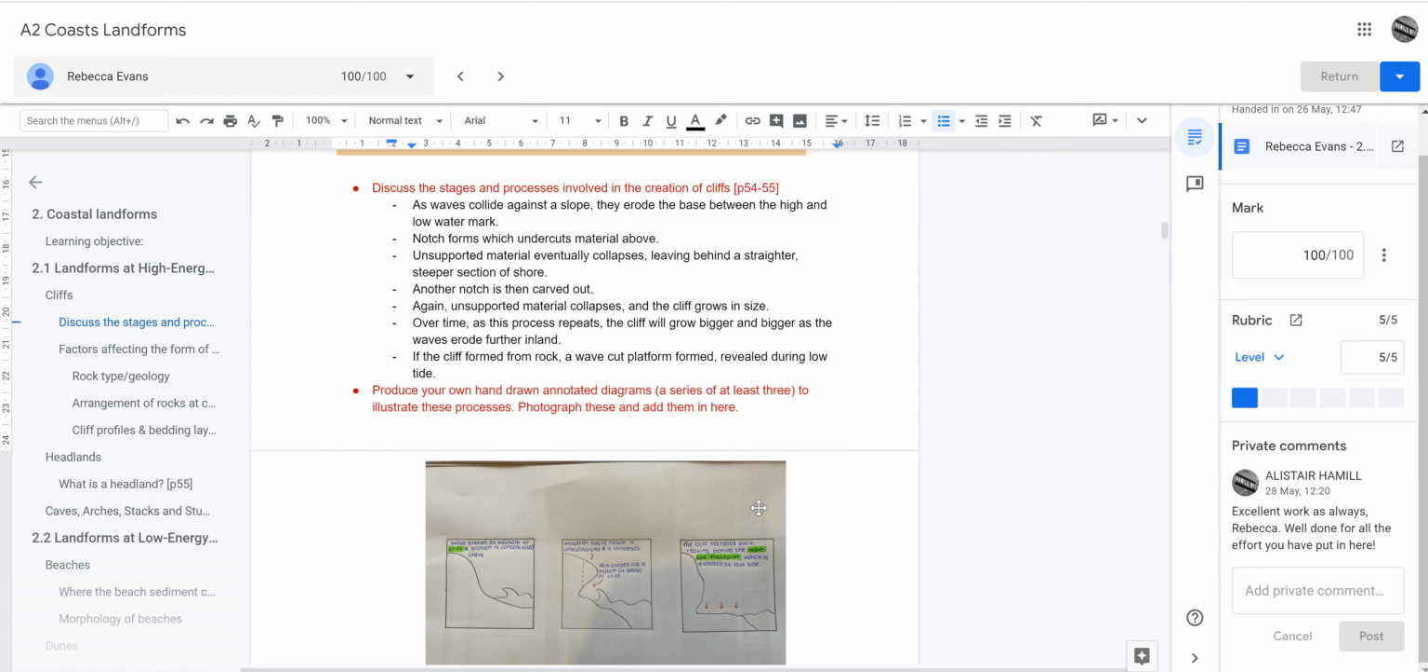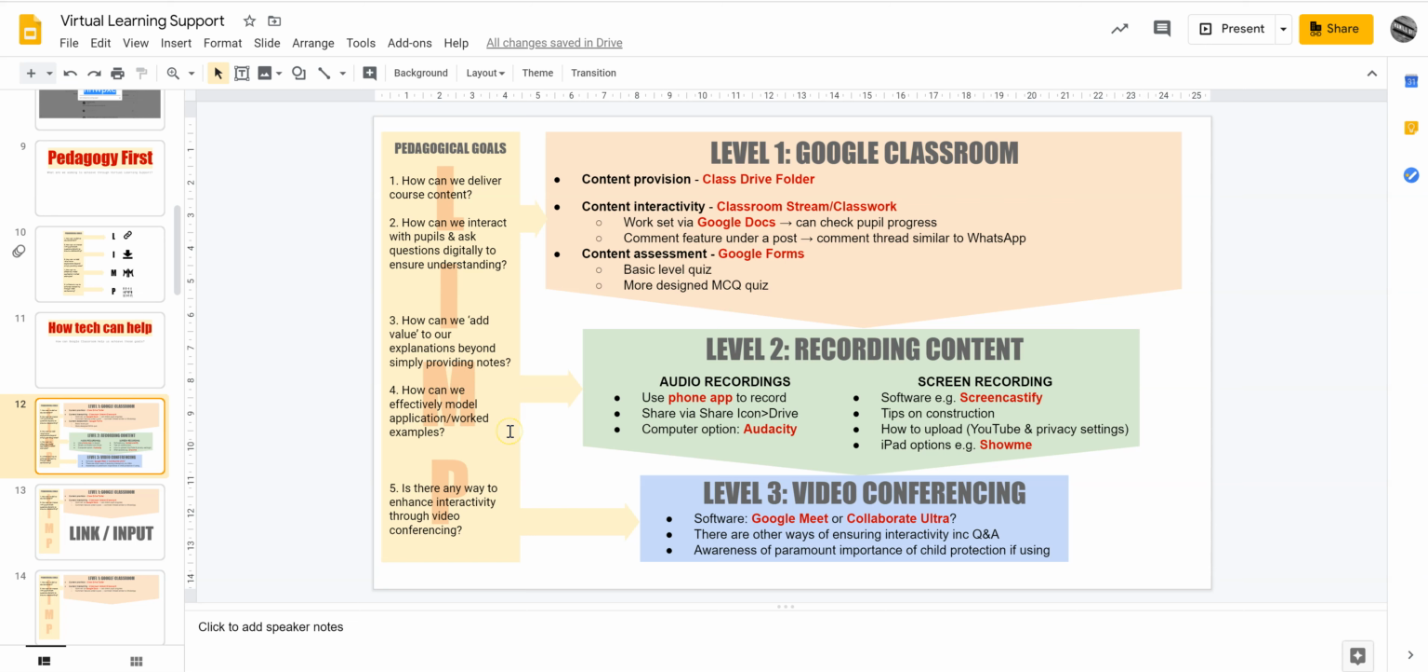So that's the work that they had done. This student has clearly worked very hard and has put a lot of effort into completing this document. This was very pleasing. But the question remains, to what extent are all my students not just doing the work, but learning and assimilating the information? So can we enhance interactivity through video conferencing?